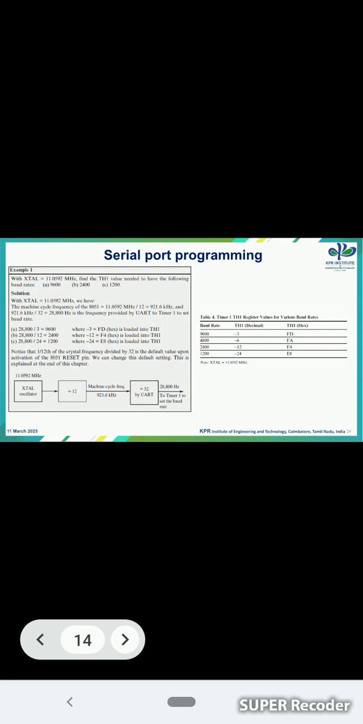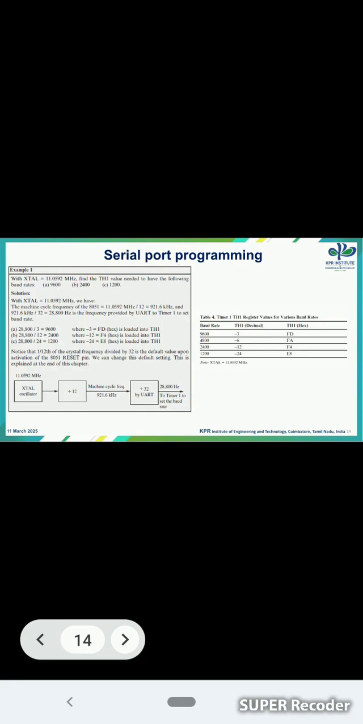In this scenario, you can ask me the question: what is called a baud rate? It is the data transmission rate, or bits per second of data transfer from the microcontroller to the output serial unit. How we can create the serial port communication is based on the simple block diagram.